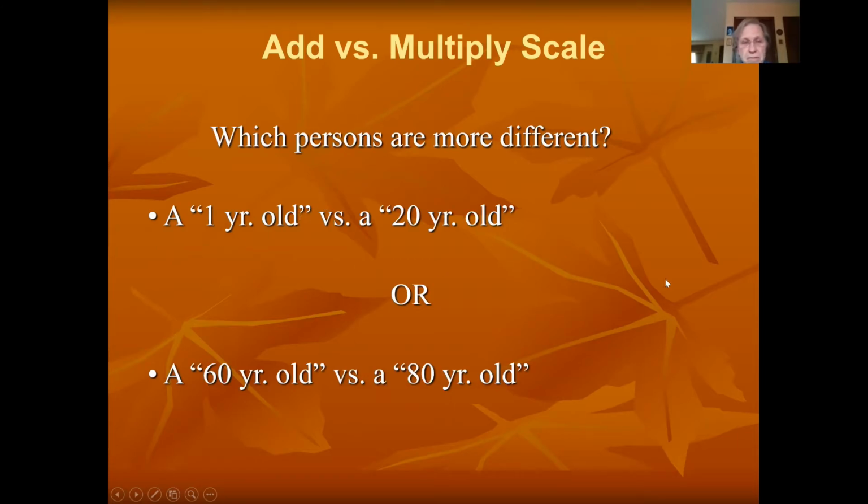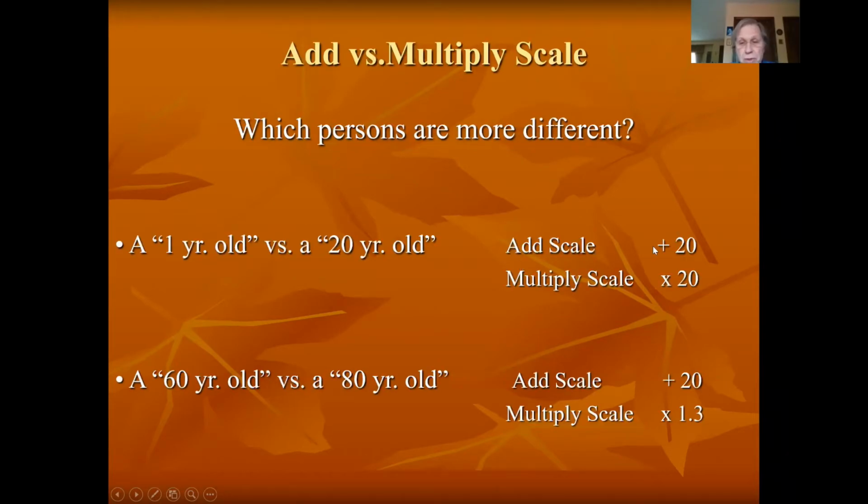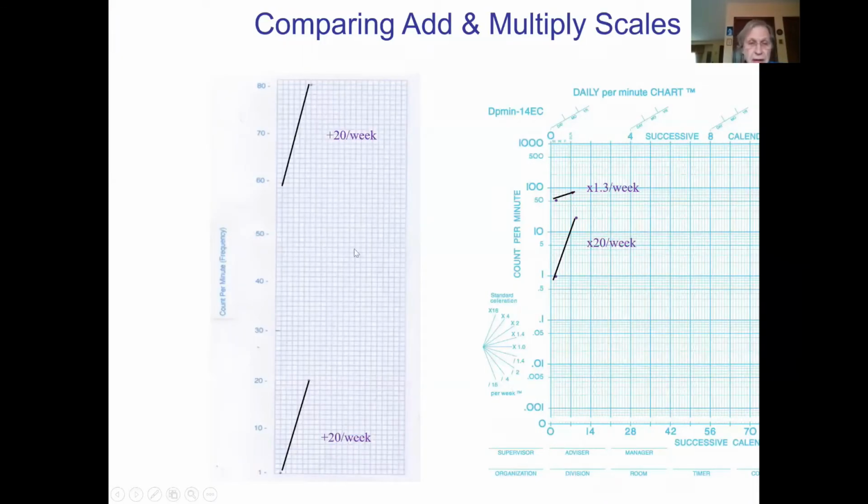is to think of people of different ages. So here's a person like a 1-year-old versus a 20-year-old, or a 60-year-old versus an 80-year-old. Most people would consider that a 1-year-old and a 20-year-old are more different than a 60 and an 80-year-old. But in the add world, they're the same because they're both 20. But in the multiply world, a 1-year-old versus a 20-year-old is times 20, and a 60-year-old versus an 80-year-old is just times 1.3.